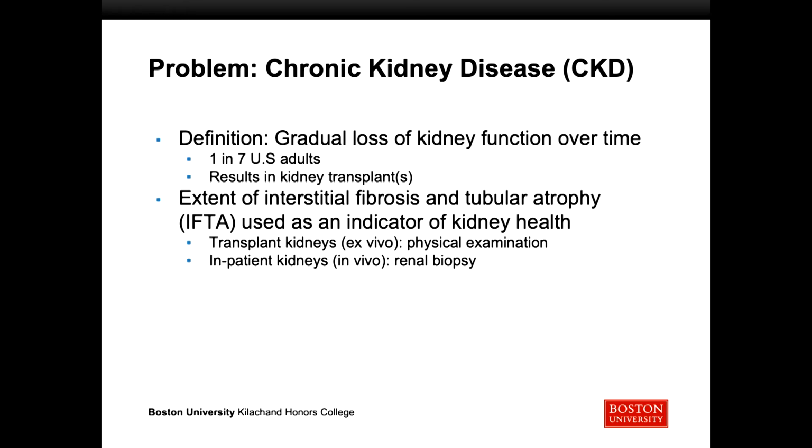So our project begins with the problem of chronic kidney disease, or CKD, which is defined as the gradual loss of kidney function over time. This disease affects about 1 in 7 adults in the United States alone, and almost always results in required transplants for its victims. One of the methods for assessing the health of kidneys is through measuring the extent of something called interstitial fibrosis and tubular atrophy, or IFTA, which are two common biomarkers present in diseased kidneys.